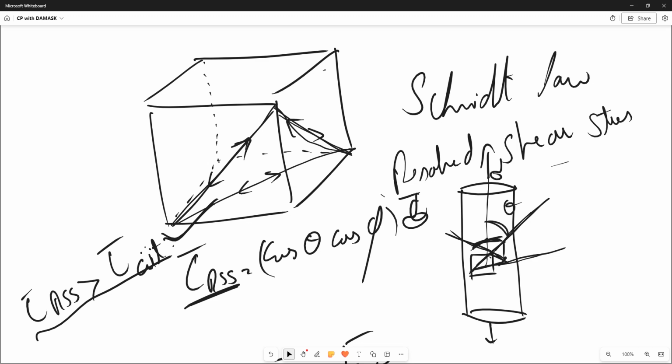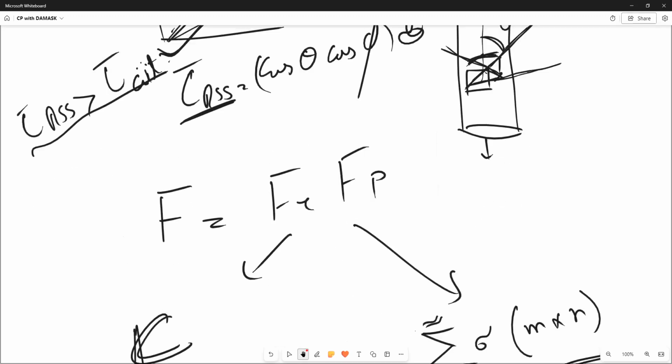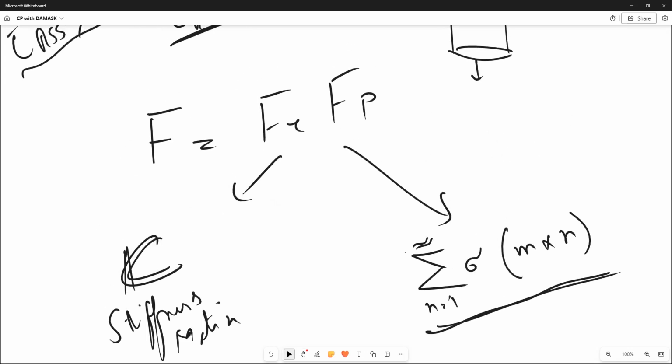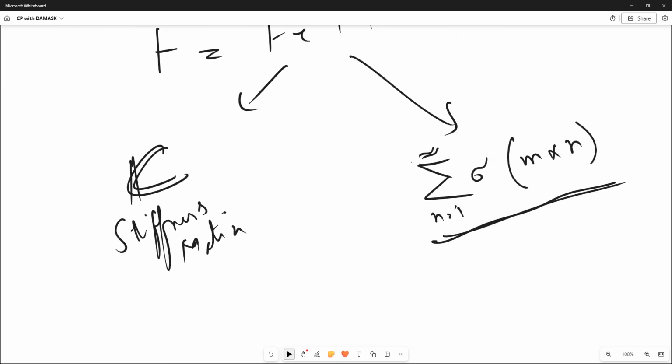And we can also have a combination of plastic deformation laws, for example, slip with twinning, or slip with phase transformation, or slip with twinning and phase transformation, right? So a combination of all of them. So generally, the deformation is a combination of the elastic part and the plastic part. So far, so good.